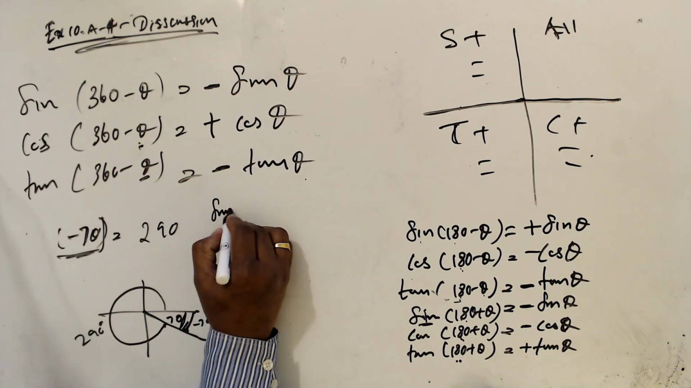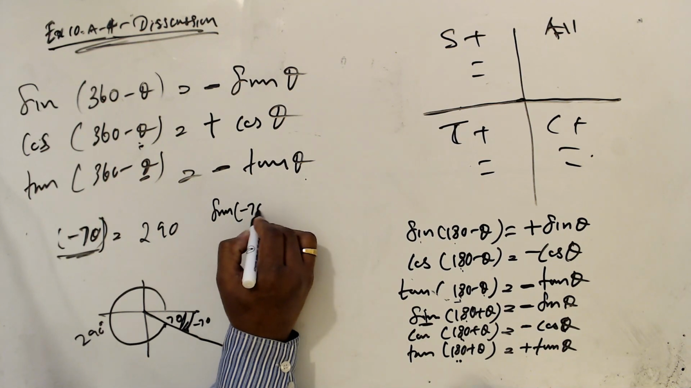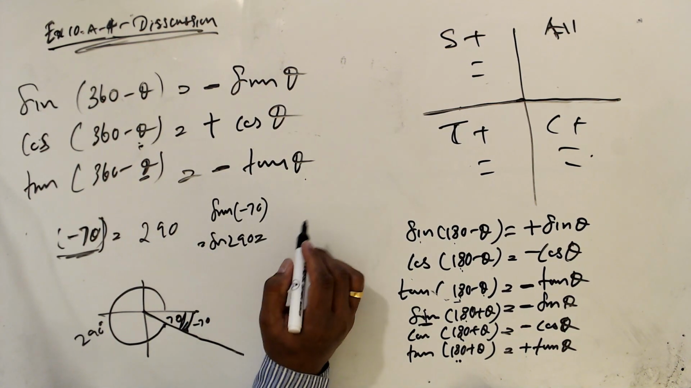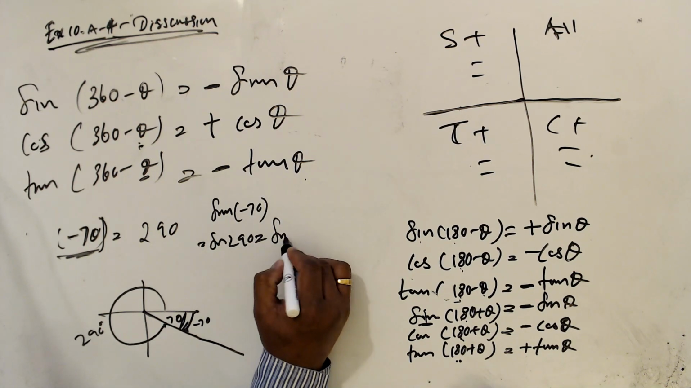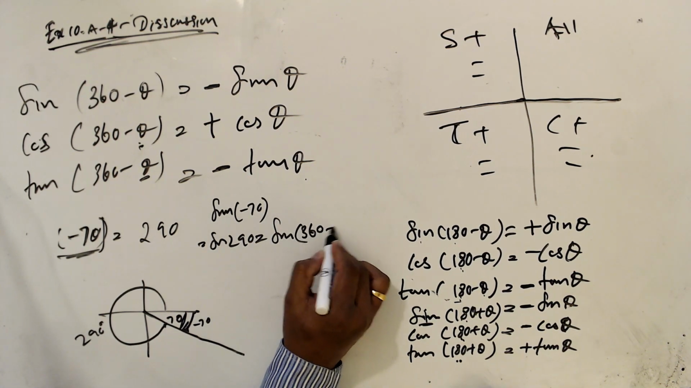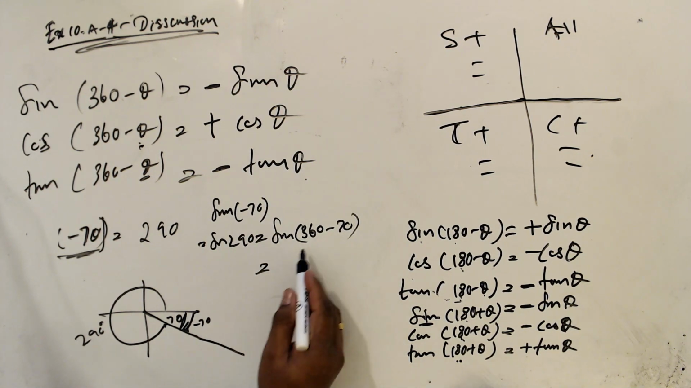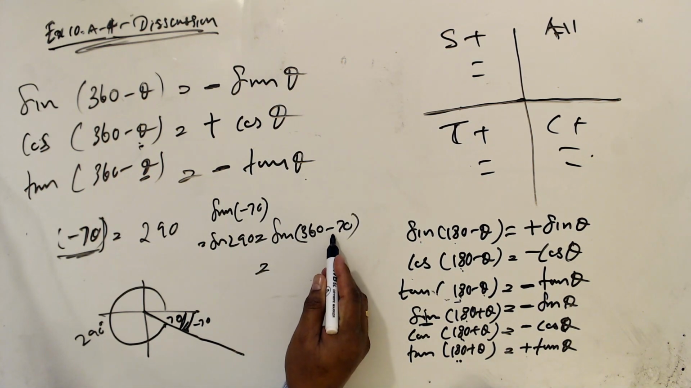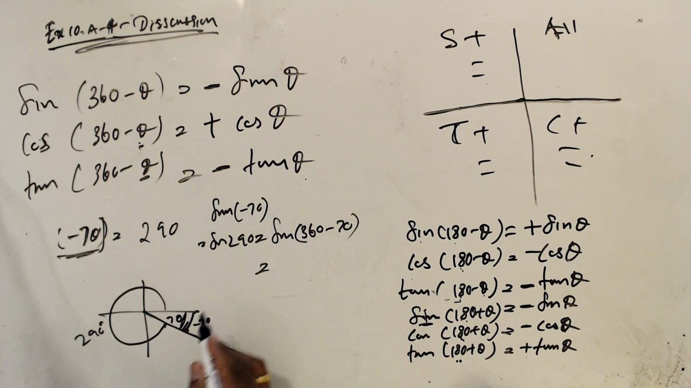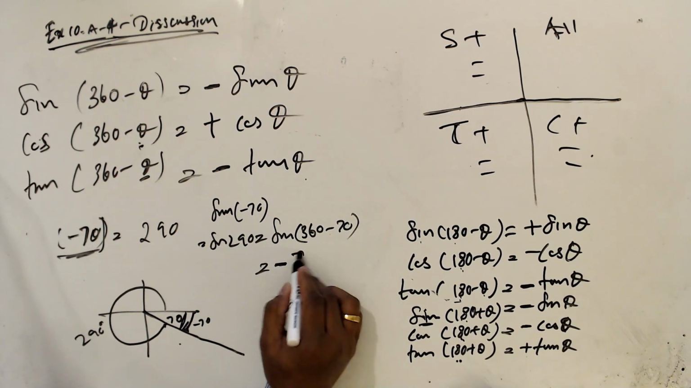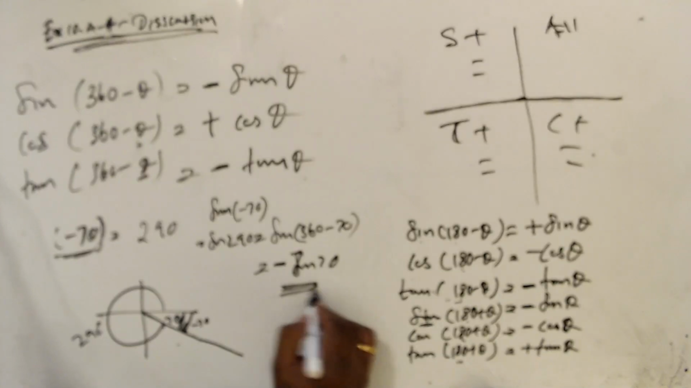So sine minus 70 equals sine 290. Sine 290 means what? Sine 360 minus 70, right? Sine 360 minus 70 means, in the fourth quadrant sine is negative, minus sine 70.